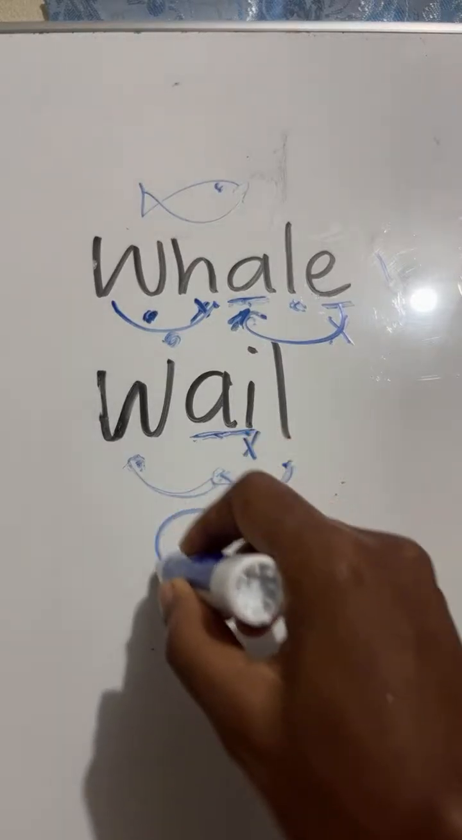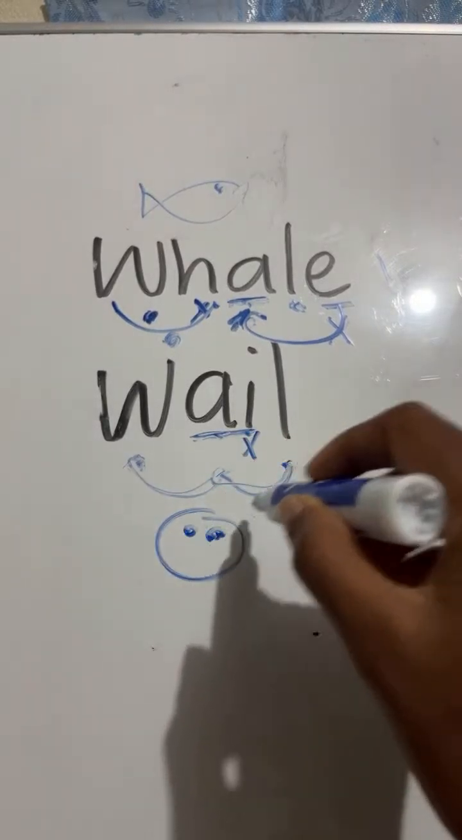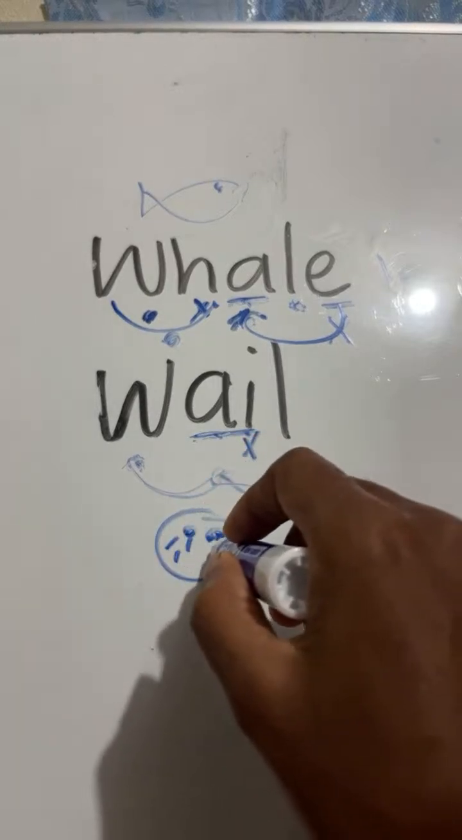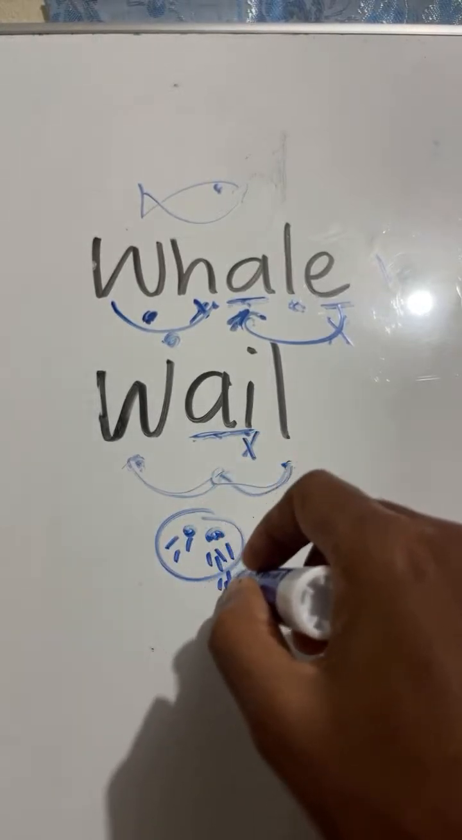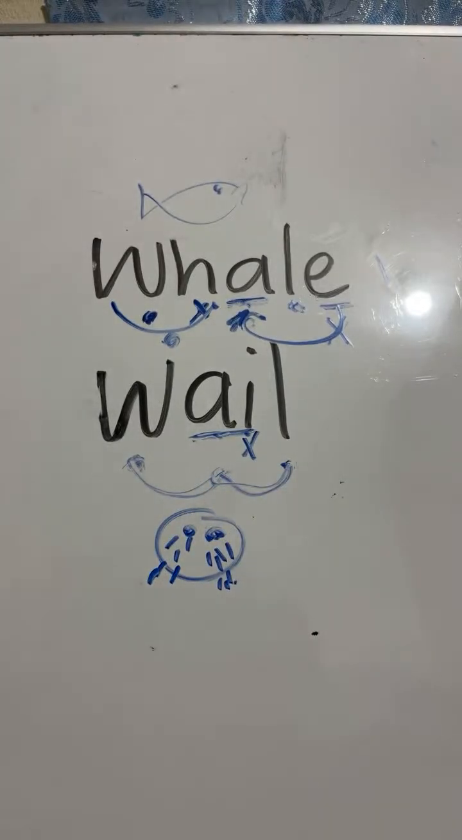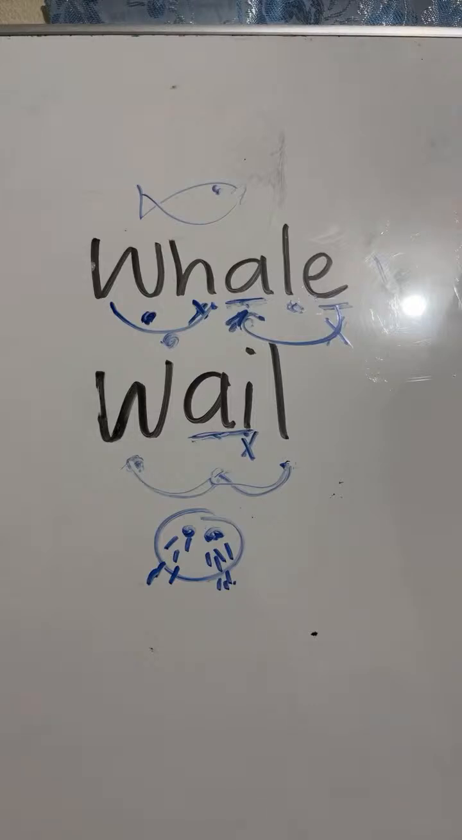So the next whale is like when somebody makes a loud cry. When you make a loud cry, you call it a wail. A very loud, extremely loud cry, you call it a wail. Wail also means the same as weeping, like when you cry. Wail also means that. Okay?